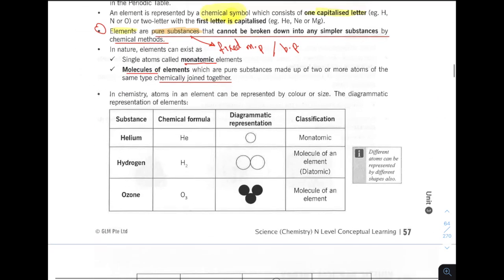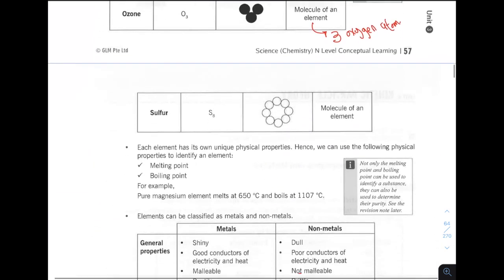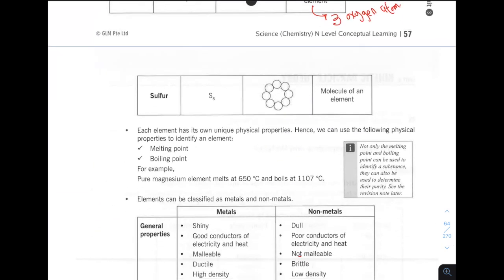So what we can see is that elements can be represented in this form. You have helium, hydrogen, ozone. Things that you can find in the periodic table tend to be elements. Things that you cannot find on the periodic table tend not to be elements. There are of course a few special molecule names that you have to remember, like ozone. Which is also considered an element, but it's a molecule of an element. Why? Because it's made up of 3 oxygen atoms. Then of course you have sulfur and the rest.